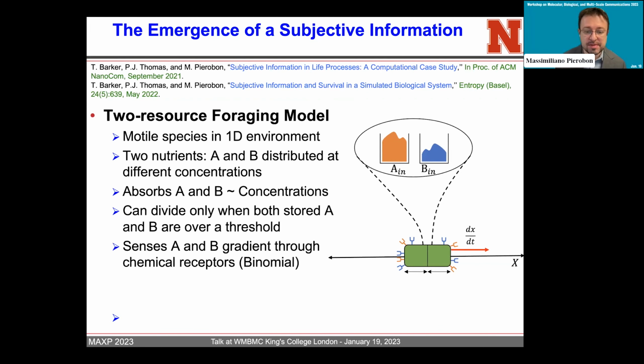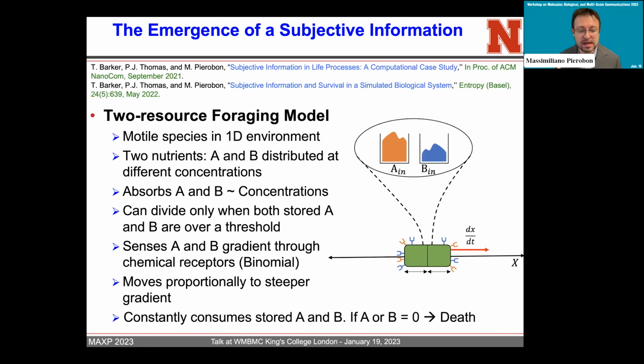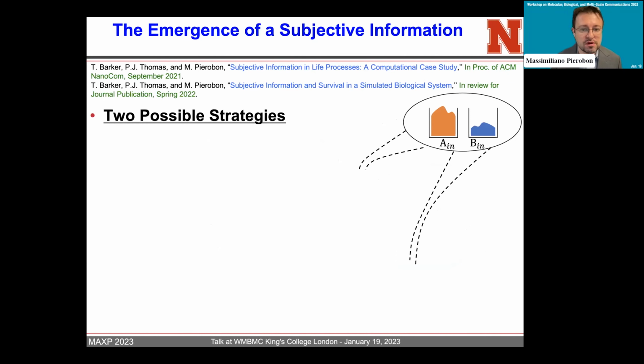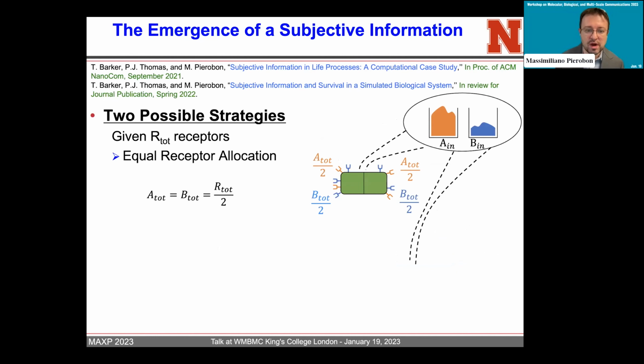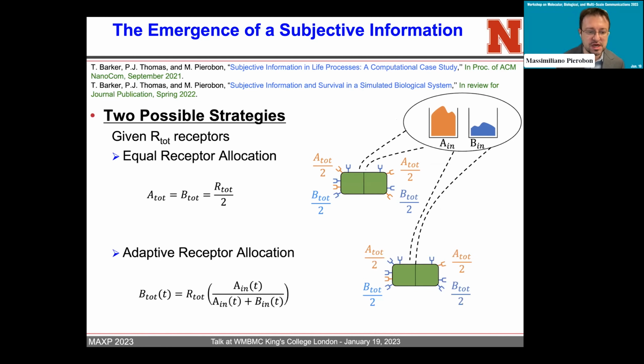It senses the A and B gradient through chemical receptors, binomial, and moves proportionally to the steeper gradient. And finally, it constantly consumes A and B. If during this consumption A or B goes to zero, there is death. So there are two possible strategies. In one strategy, we assume that the organism has receptors that are distributed left or right, and they are fixed. So it just has a fixed communication channel.